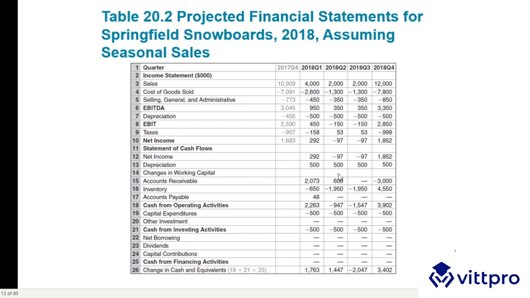Quarter one is plus, quarter two is minus. There is a wrong sign. They are missing the sign here. So it's minus 947 minus 500. So it should be minus 1447.